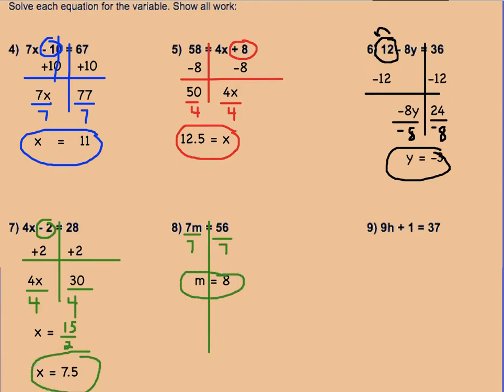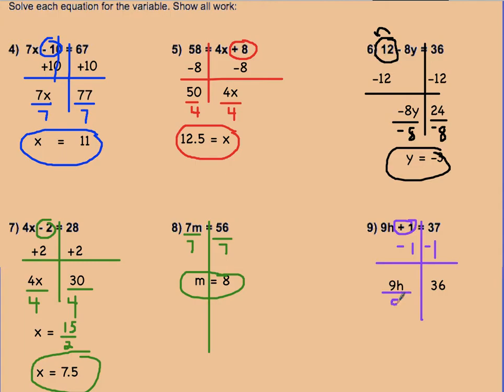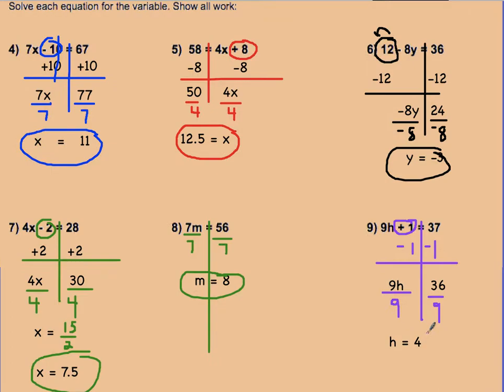All right, and then we got one more on this page. Let's look at opposites. So we'll do -1. So then I'll have 9h equals 36. Divide by 9 on both sides. Then we got h equals 4. All right, hope that helped for solving two-step equations.